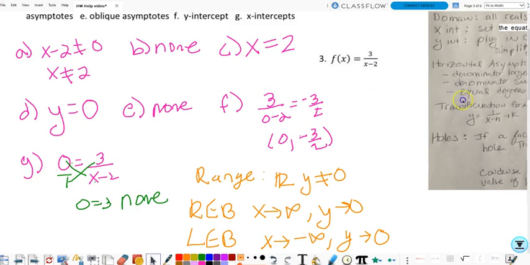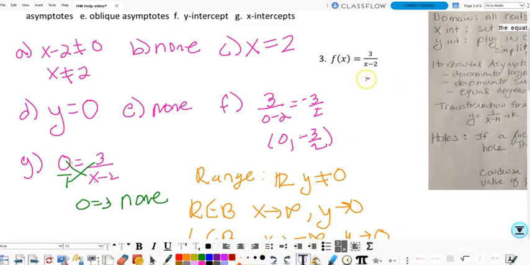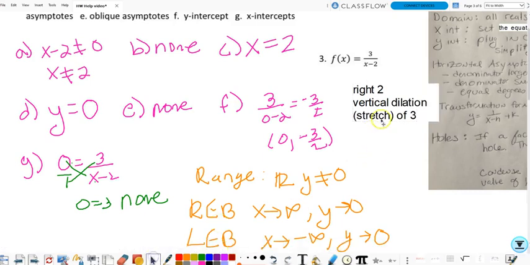And since this is transformation form, let's talk about the transformations too. What transformations happen here? So the -2 on the bottom is a right 2, and the 3 in the numerator is a vertical dilation or a stretch of 3. Some good test review practice there.